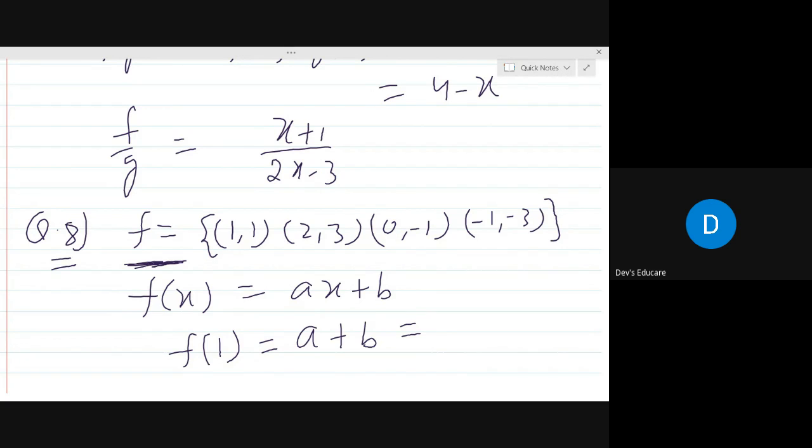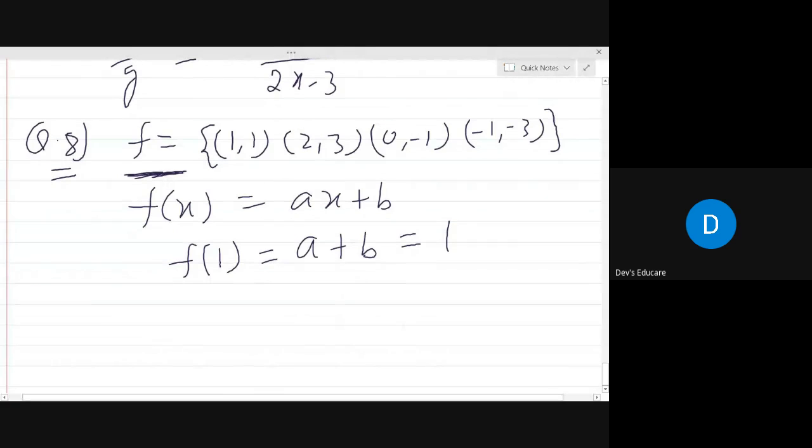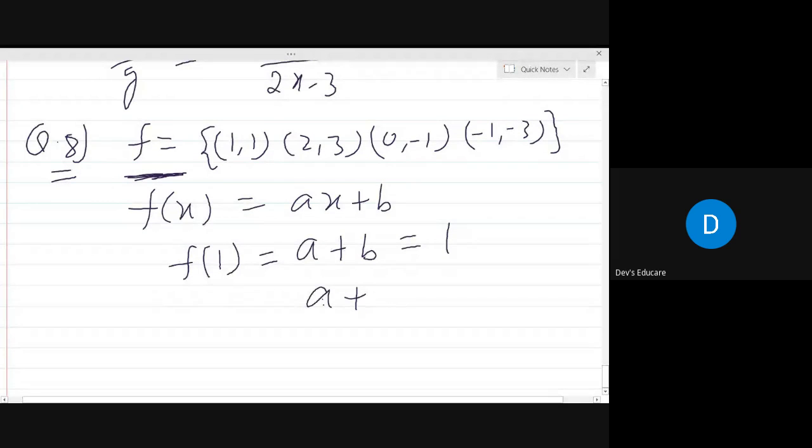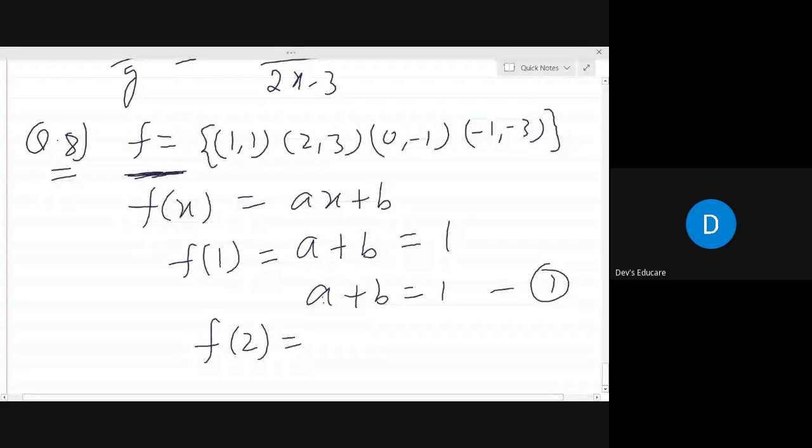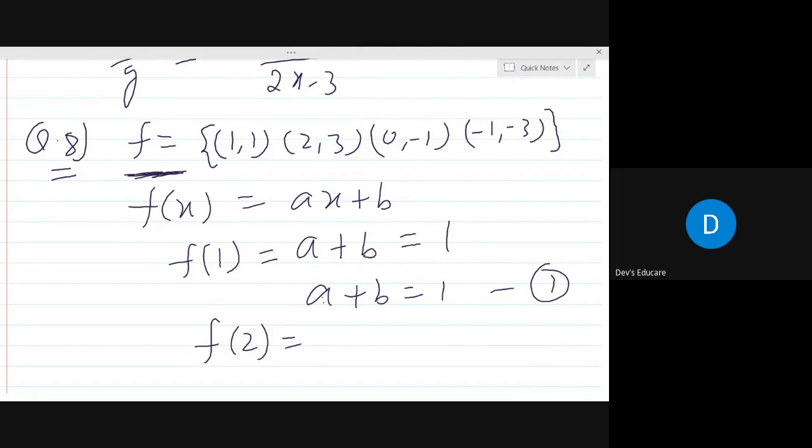Tell me, respond quickly. What will be the value of f1? Priya? So 1, obviously. f1 is 1. So a plus b equals 1. And what will be the value of f2, Muskan? Value of f2, Muskan. 2a plus b.